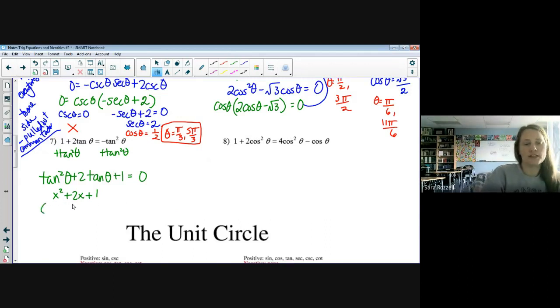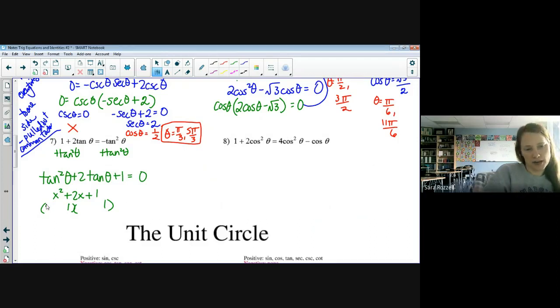If you saw something like that, you would write your 2 sets of parentheses to factor. And you would look for 2 things that multiply to 1 and add to 2. What multiplies to 1 and adds to 2? 1 and 1. We can put the x's here if you want, but we're not using x's in our real problem. What are we using instead?